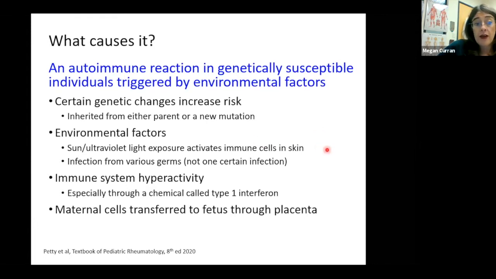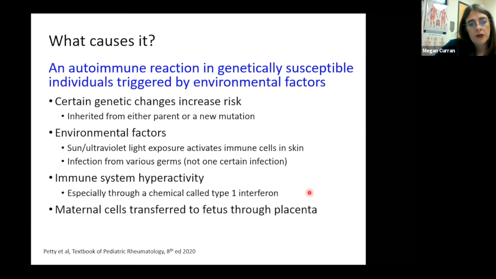Environmental factors that affect myositis include sun or ultraviolet light exposure, because they activate immune cells in the skin and cause damage to the skin. And so those immune cells get activated to start fighting the damage. And then infections from various germs, not one certain infection, have also been thought to be a stimulus that could trigger a reaction of dermatomyositis in a patient who is susceptible to it.